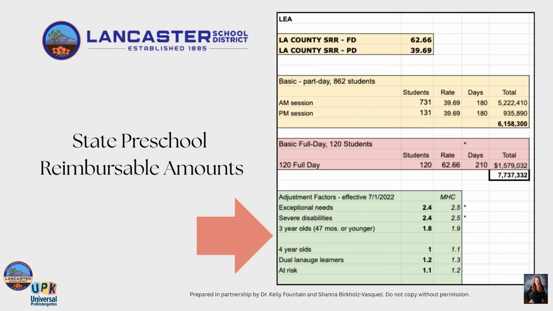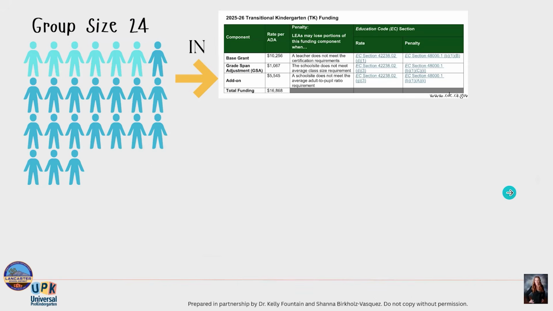This is important because if you have a state preschool contract on your district boundaries, or if they're across the street and you partner with them, you can be collecting additional money to support the children that are in that space and all of the needs that they may have. So if the group size is 24, you're going to probably bring in around $80,000 additional dollars. So it's around $404,000 if you have 24 kids in the room.